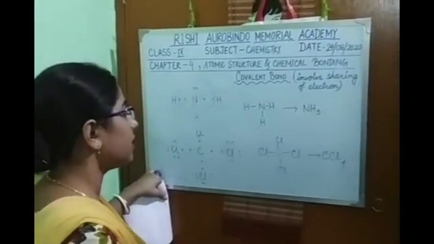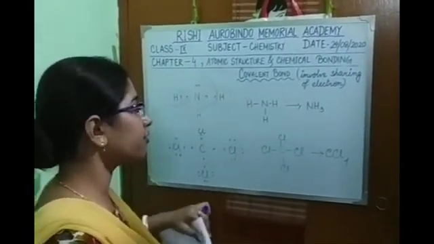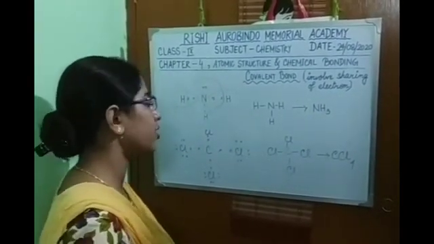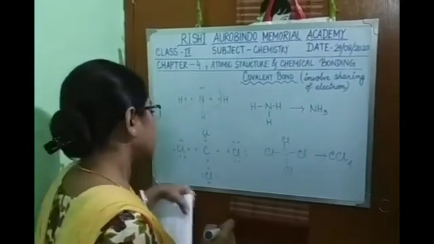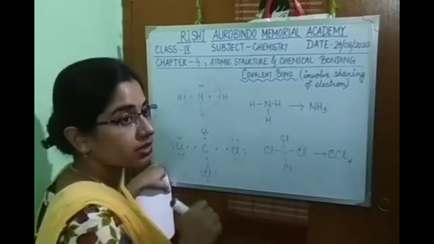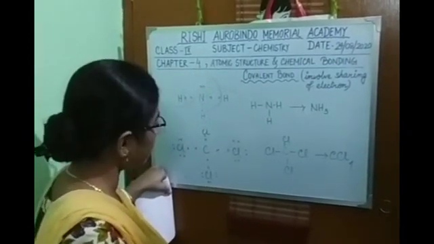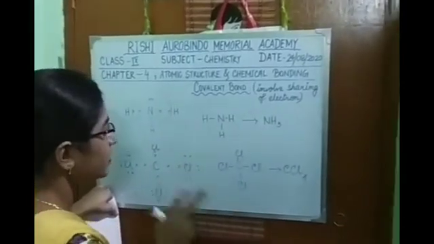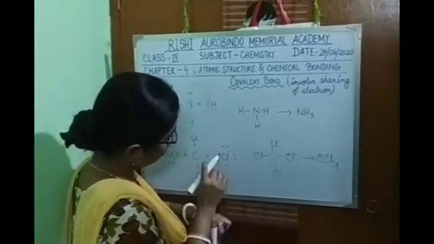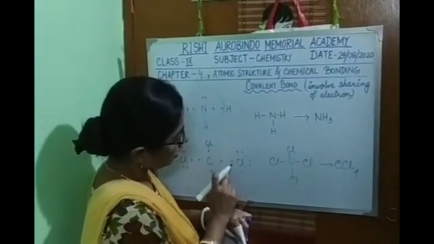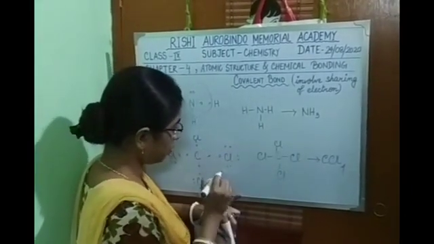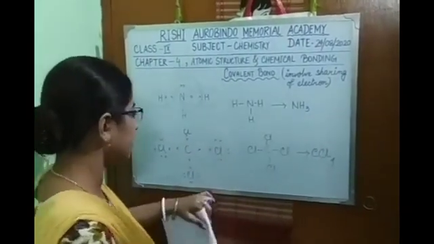And the last one is carbon tetrachloride. Carbon has 4 valence electrons, that is 4 electrons in its outermost shell. So these crosses show the electrons of carbon, and chlorine has 7. Suppose this chlorine takes 1 from carbon, it will become 8. So it will take 1 from carbon.